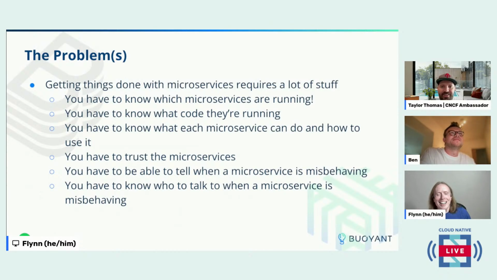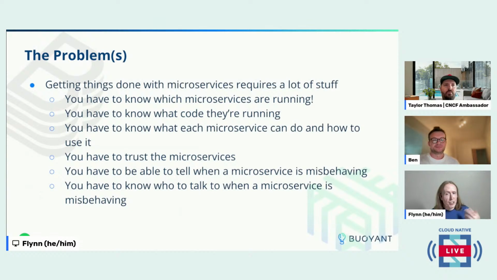Problem spaces. So pretty much everything in Cloud Native, we've decided to go in whole hog on microservices, which works really, really well in a lot of ways, but requires you to know a bunch of stuff to really get things done. Starting with the one that sounds really obvious, but can actually be really difficult. You actually need to know which microservices are running in your cluster. You need to know what they can do. You need to know what version they're running of a particular piece of code so you can go figure out problems.